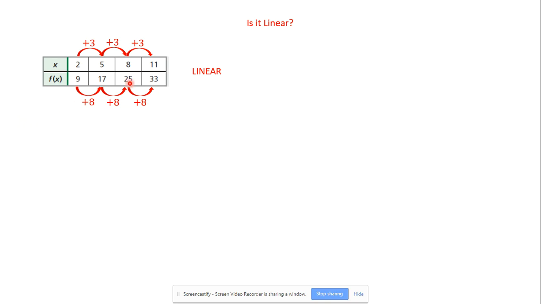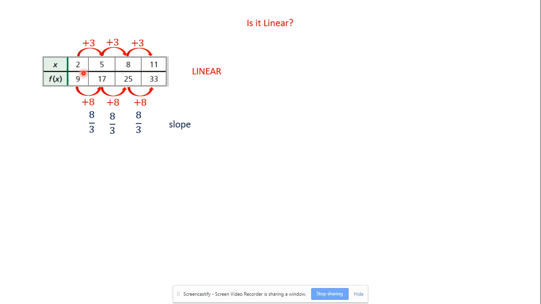Instead of just looking at whether or not they're the same, we look at the ratio between them. How much does y change divided by how much does x change. So in the first case, it's 8 over 3. Then it's 8 over 3, 8 over 3. Being that these are all the same, yes, these are all 8 over 3. But this would be the change in y divided by the change in x, and that is the slope.